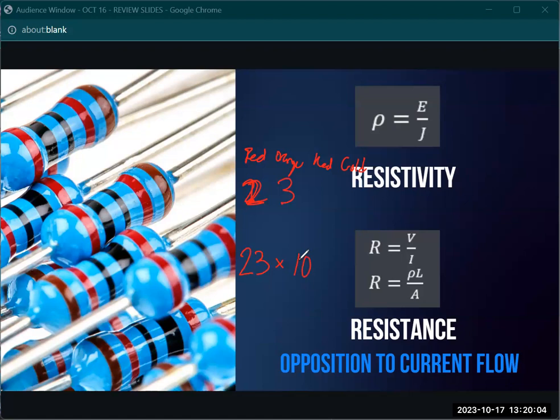Times 10 raised to, ito, red is 2 again. So, 10 squared. Tapos tong gold, ito yung pang-apat. Minsan may mga 5 bands, katulad nito sa picture, 5 yan. Pero iba na yung definition of it. Pero yung tinuturo sa atin is 4 bands lang. Yung pang-apat, it's either gold or silver. In this case, it's gold, so 5%.